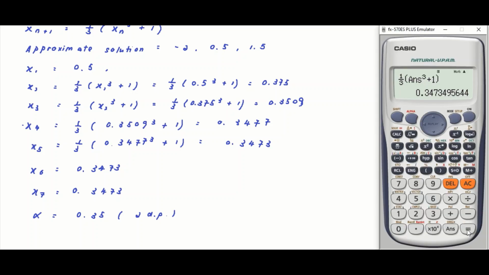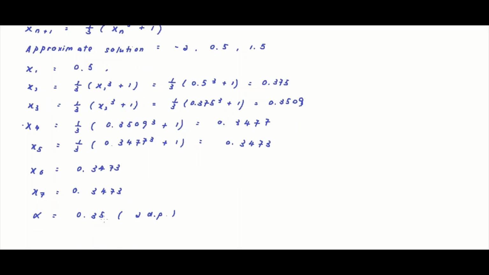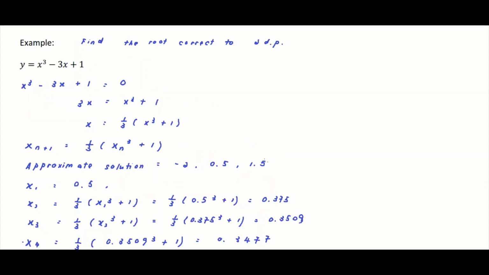So you can just check it by using your calculator also. If you keep on pressing equal to, all the numbers that you see, when you round them off, you will always get 0.35. It doesn't change anymore. So meaning all the numbers converge to 0.35 when you write it into 2 decimal places. Then you can stop already. Okay, so now we have found the first root, which is 0.35. So now let us continue to do the second one. So let us try to substitute x1 equals 1.5.